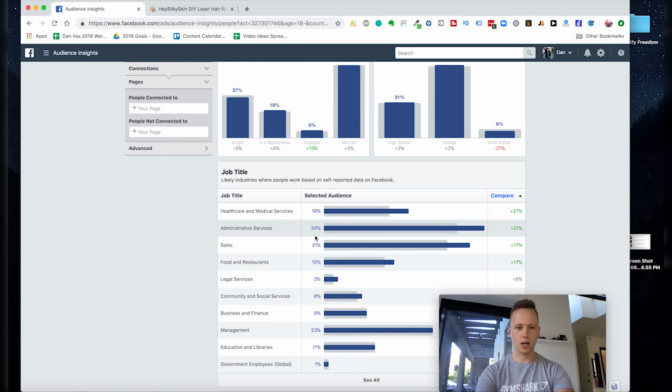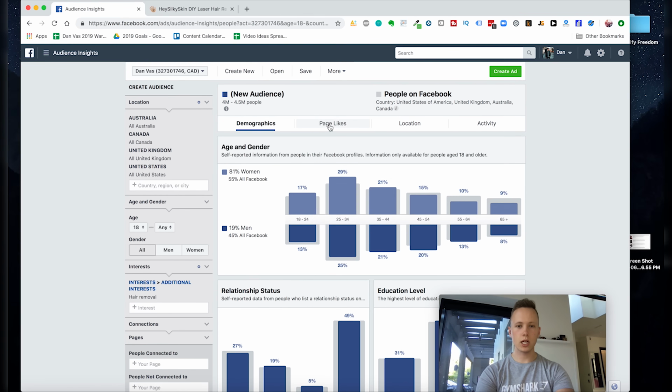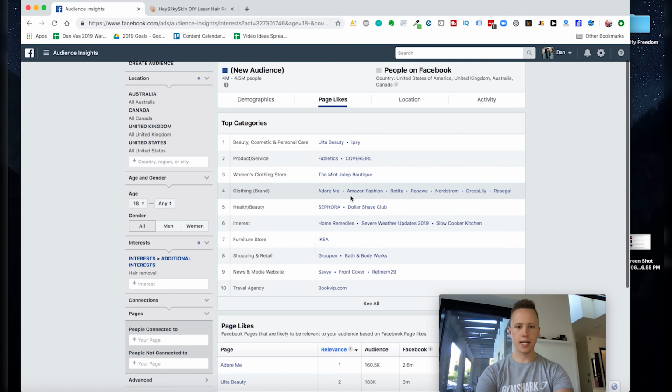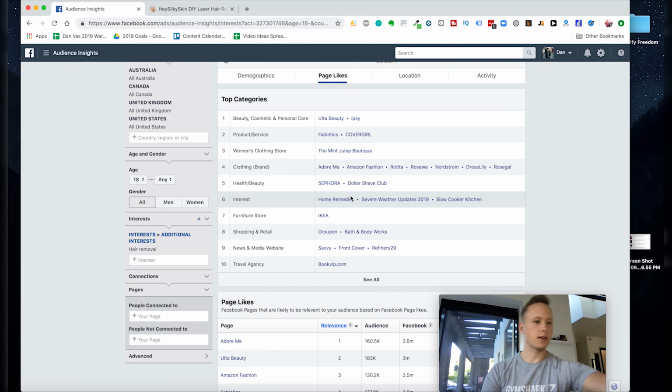And then if we go down here, we can see all the jobs that they're interested in. So we can also try targeting by jobs. But the best way to do this is to go to page likes. And you want to take literally a notebook, and I've got a notebook right here, and you want to start writing down the interests that you're seeing that keep repeating themselves, right?